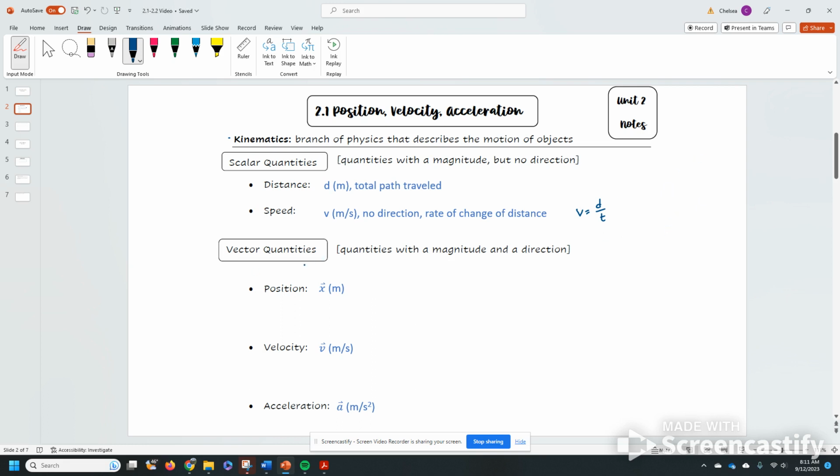Compared to vector quantities, which we've talked about, those quantities have a magnitude and a direction. And there are three for this unit. We have defined them before, so I'm just going to quickly run through those. We have position, which is in the x direction or the y direction. It's measured in meters. And if we have a graph of position versus time, let's say it looks something like this. The slope, so rise over run, we rise meters, we run seconds. The slope is velocity.